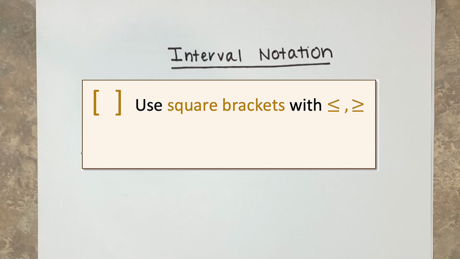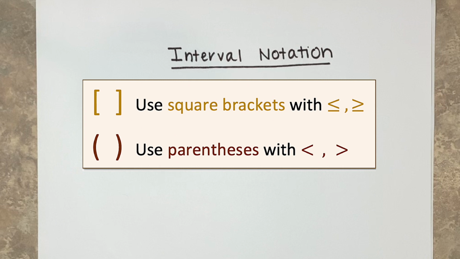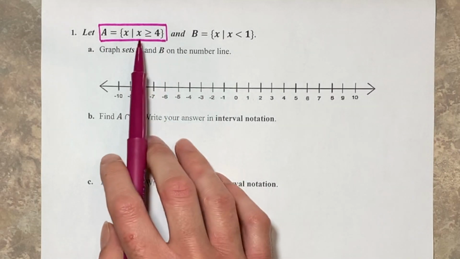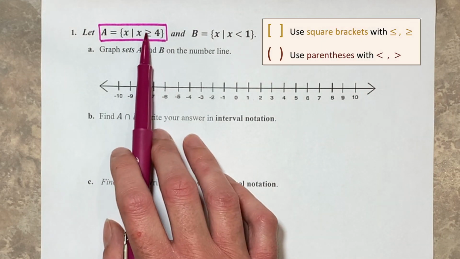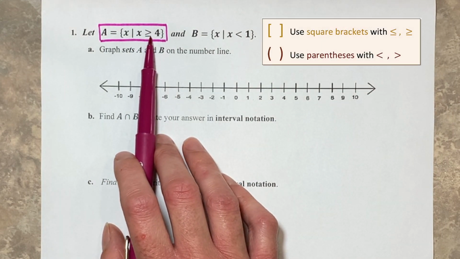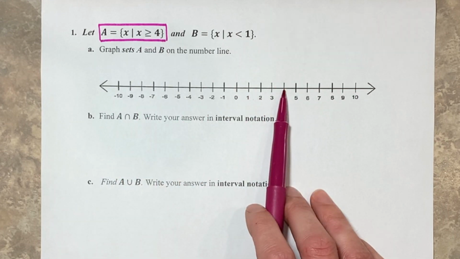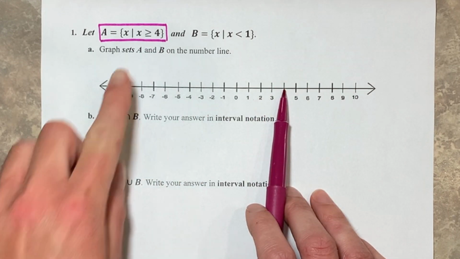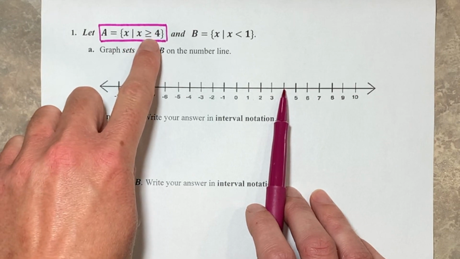But as a real quick review, with interval notation, remember if you see a less than or equal to symbol or a greater than or equal to symbol, we use square brackets. And if you see a less than or a greater than symbol, we use parentheses. Square brackets mean that you're including the endpoints, and parentheses mean that you're not including the endpoints. So to graph this on the number line, we see a greater than or equal to symbol here, so we'll use a square bracket. Let's find 4 on the number line, and then we want to draw a set of x values such that x is greater than or equal to 4.